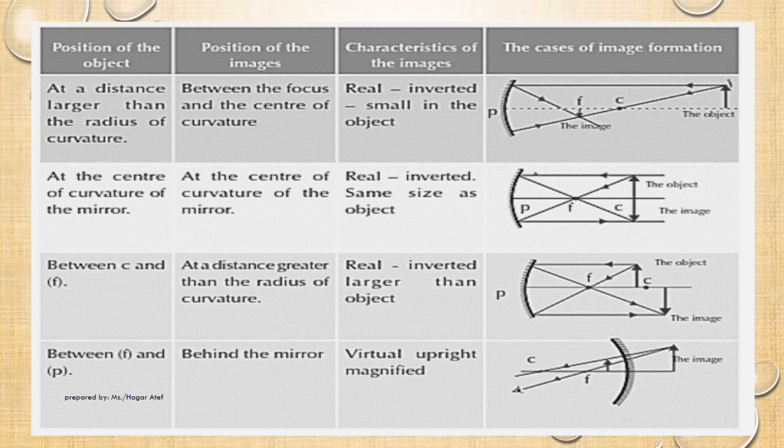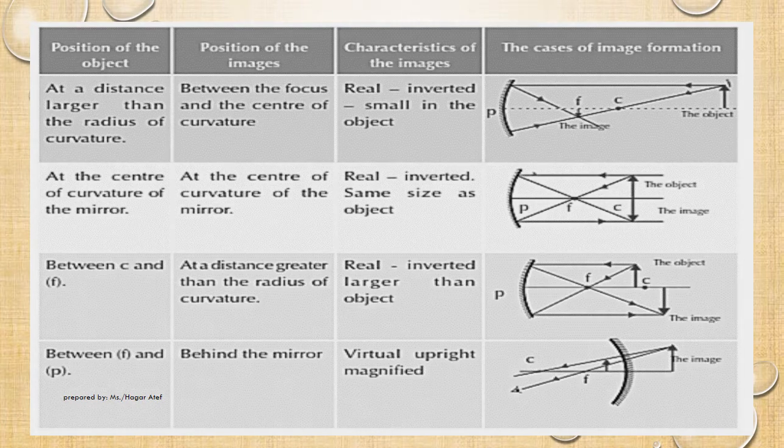When the object is between the center of curvature and the focus, the image will be at a distance greater than the radius of curvature, and the properties of the image will be real, inverted, and larger than the object. And when the object is between the focus and the pole, the image will be behind the mirror, and the properties of the image will be virtual, upright, and magnified.